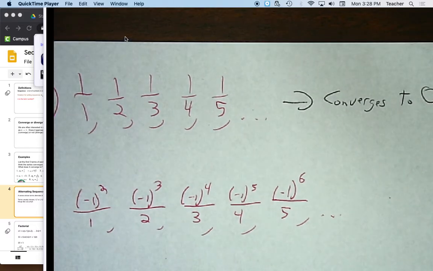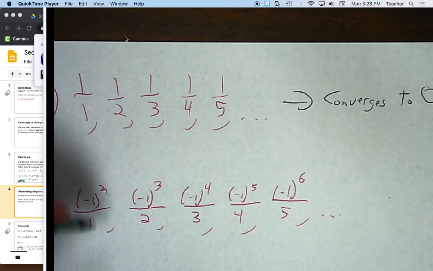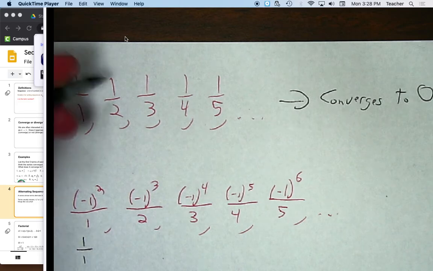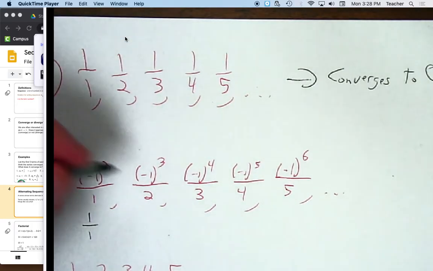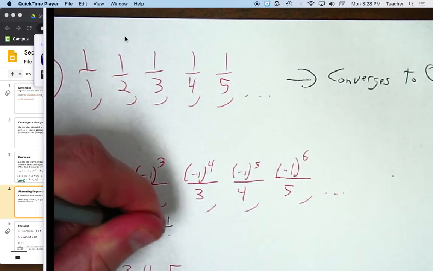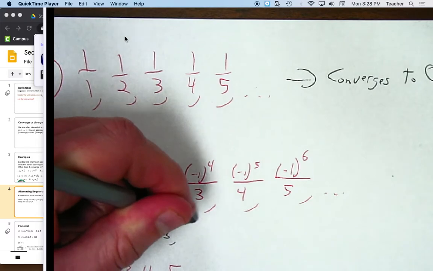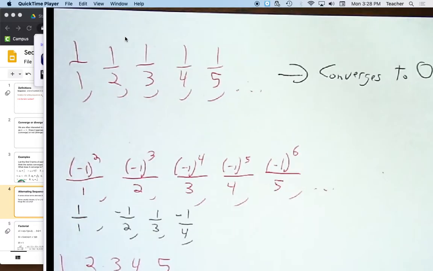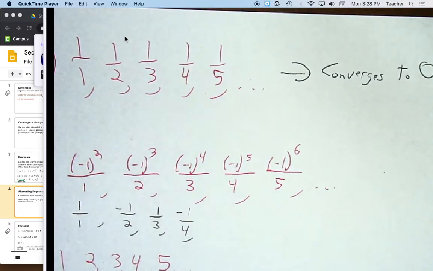Next one is similar, but this numerator is interesting. So I wrote it out just from scratch here. And notice, of course, when you raise -1 to a power, you're either going to get +1 or -1. And so this first one is 1 over 1, just like in the last sequence. This next one will be -1 over 2. And then we're back to +1 over 3, and then -1 over 4, and so forth, right? So we'll write this out officially in a little bit, but this is called an alternating sequence. It's alternating between positives and negatives.